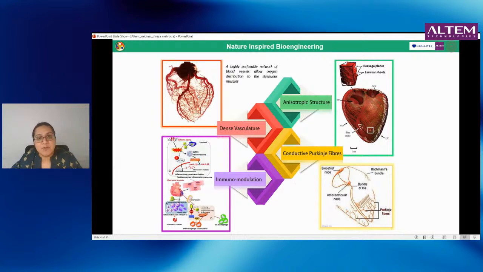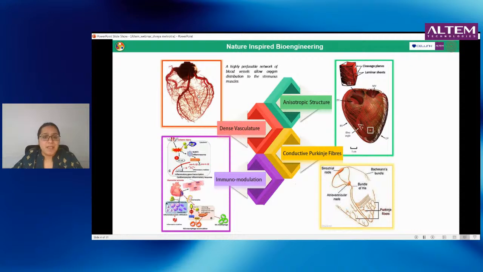Second is the dense vasculature, where we know that the heart is profusely supplied with blood vessels, and these blood vessels provide oxygen to the continuous beating of heart muscles. So that dense vasculature is also a prime requirement for fabricating or engineering cardiac tissues. And the third is the conductive Purkinje fibers, which help in the beating of the heart tissue.